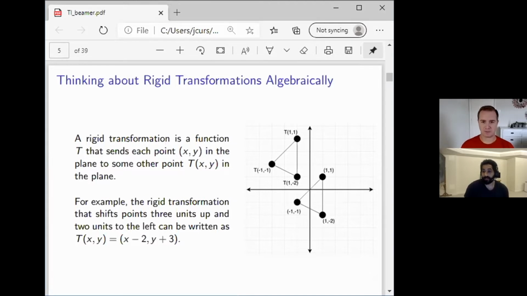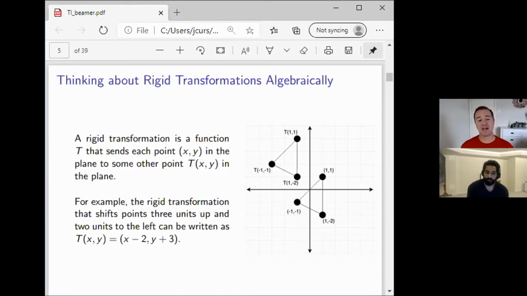So this is a rigid transformation, and the key thing to keep in mind that we'll keep talking about through these sessions is you can think about rigid transformations as some sort of geometric operation, but you can also think about them algebraically in terms of some sort of function and equation. Okay? Yeah, I think that looks very much like some sort of a function or a transformation.